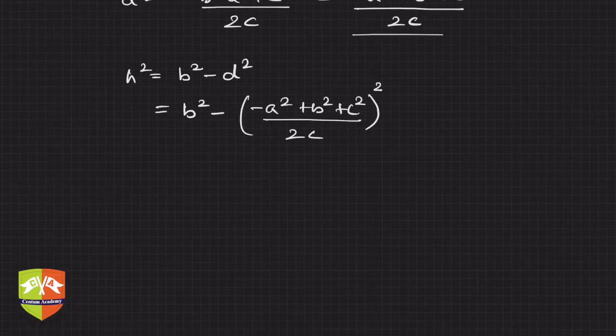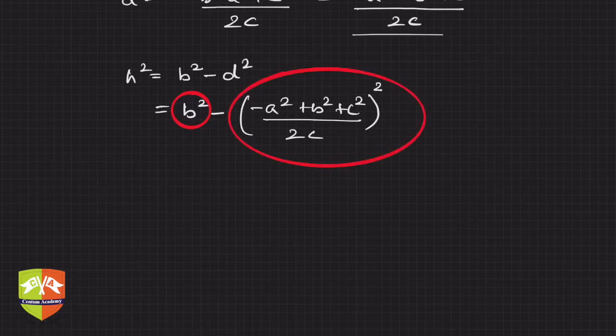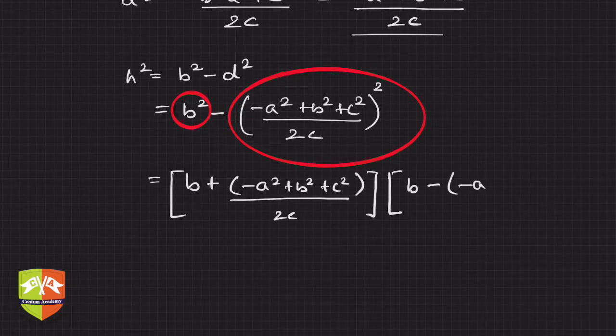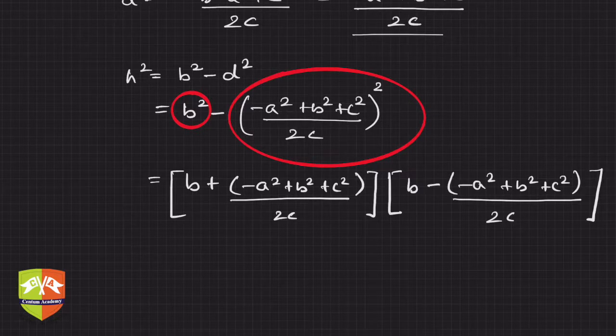Now if you see, this is of the form A square minus B square, the difference of two squares. We can see clearly there is a square and a minus square. So what's the expansion like? It's nothing but (A plus B)(A minus B). So hence we'll write: B plus (minus A square plus B square plus C square) divided by 2C. This is the first term. And the second term is B minus (minus A square plus B square plus C square) divided by 2C. This is the A plus B, A minus B form.